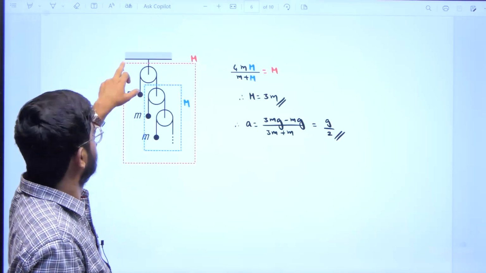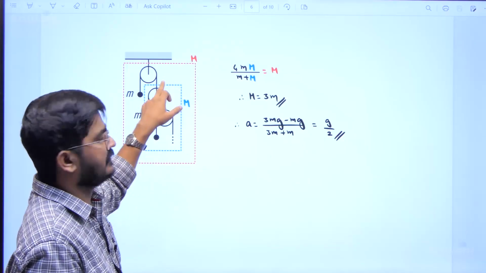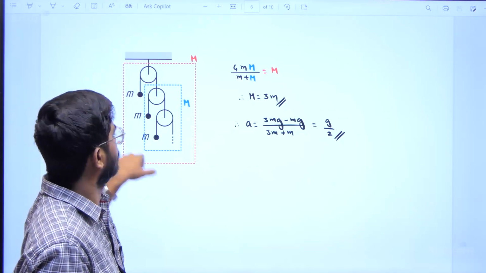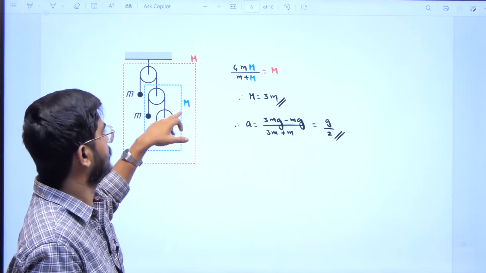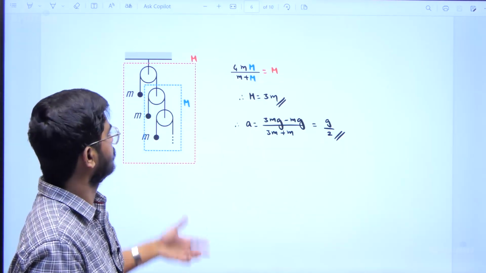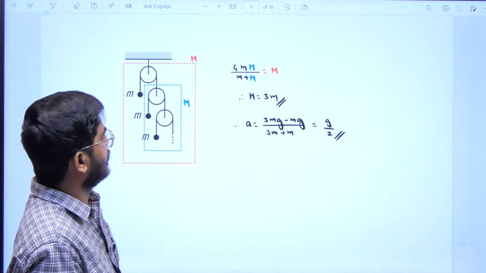So if I call this total mass m, then this total mass I can also replace with m. If I can replace this total mass with m, this total mass I can also replace with some capital M, because it is infinitely extending, so it doesn't make any difference. The pattern is repeating again and again.